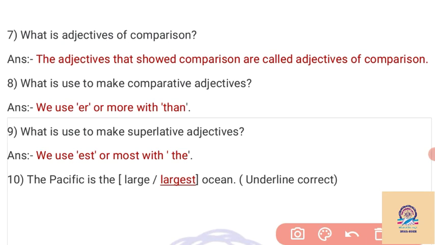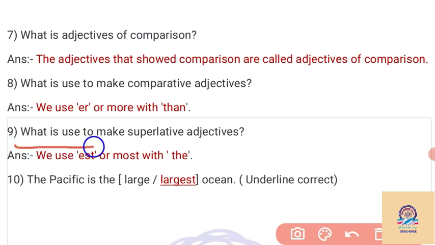So one thing, we use er or more with than. In some adjectives we have to add er to the positive form, or for two-syllable adjectives we have to use the word more before the adjective, and then must be there. Then is used before the one to whom we want to compare. Before the comparison we have to write than. By saying than we can make the comparative adjective.